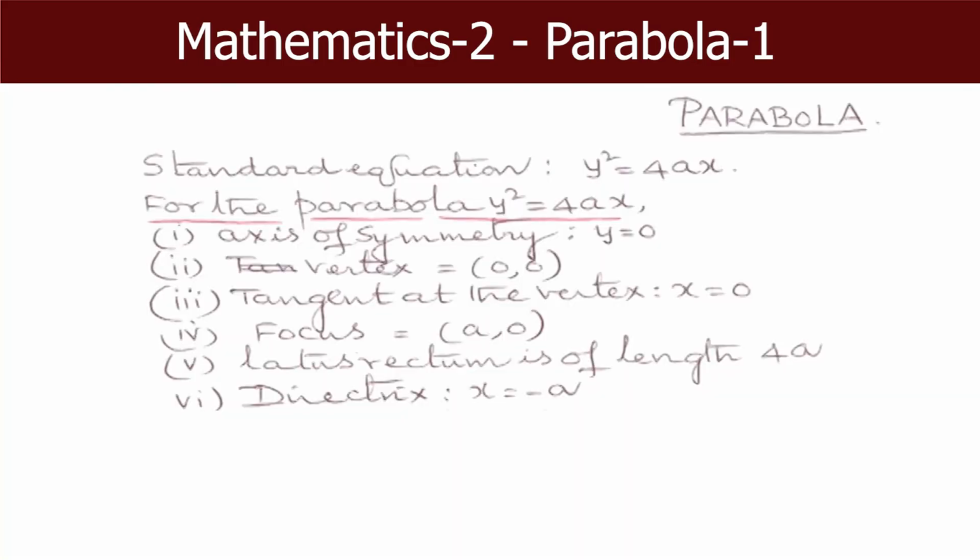Standard equation of the parabola: y² = 4ax. By suitably selecting the axes of coordinates, one can write the equation of the parabola in the form y² = 4ax. For the parabola y² = 4ax, the parabola is symmetric about its axis, and the axis of symmetry is the x-axis, y = 0. The vertex of the parabola is at the origin. The tangent at the vertex is the y-axis. The focus has coordinates (a, 0). The latus rectum is of length 4a.